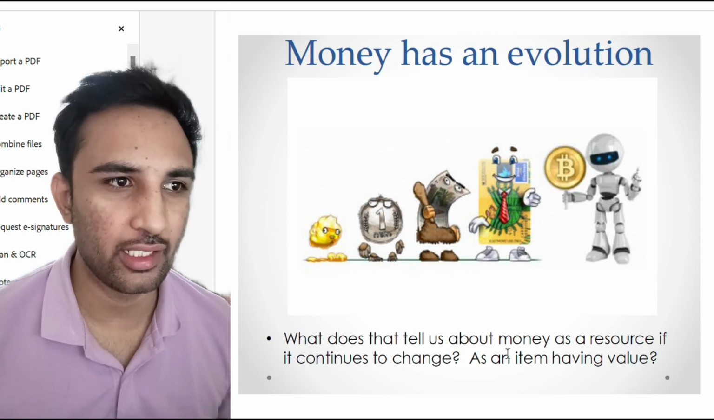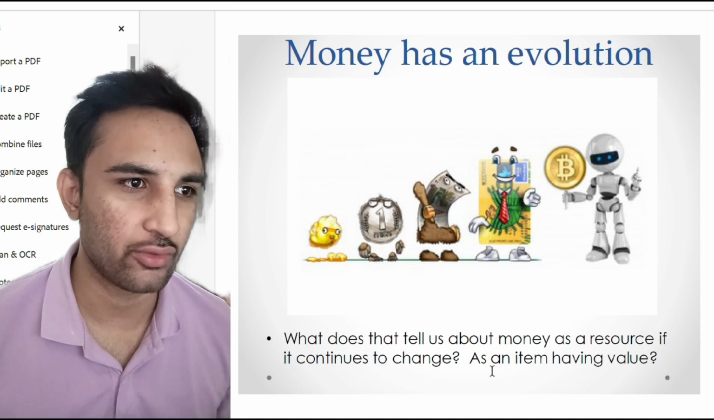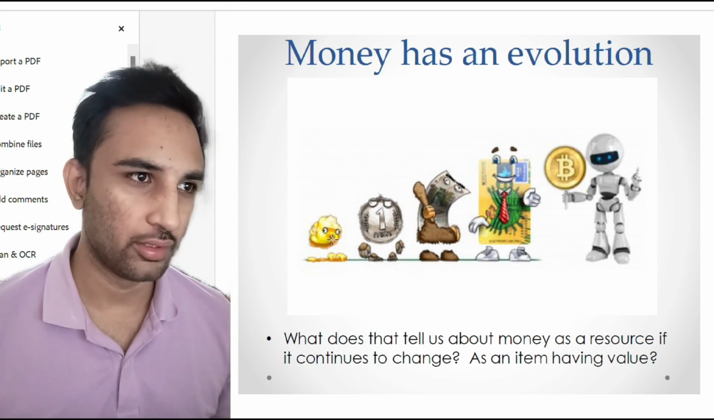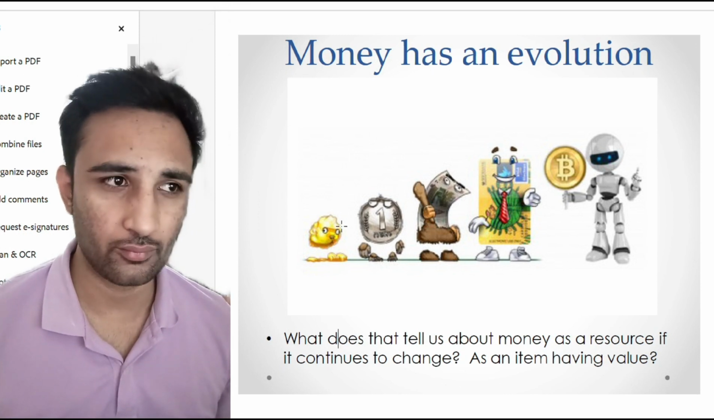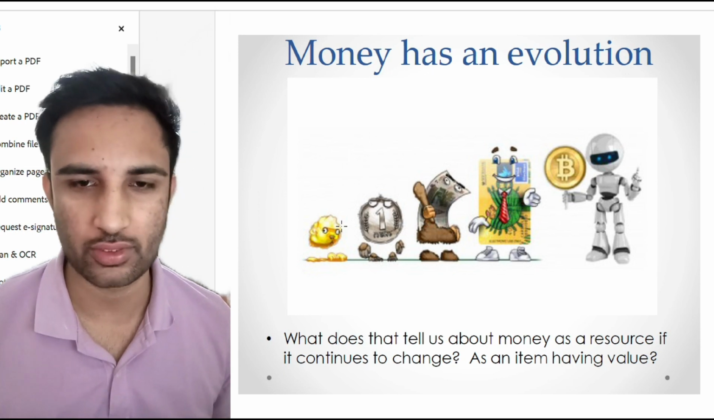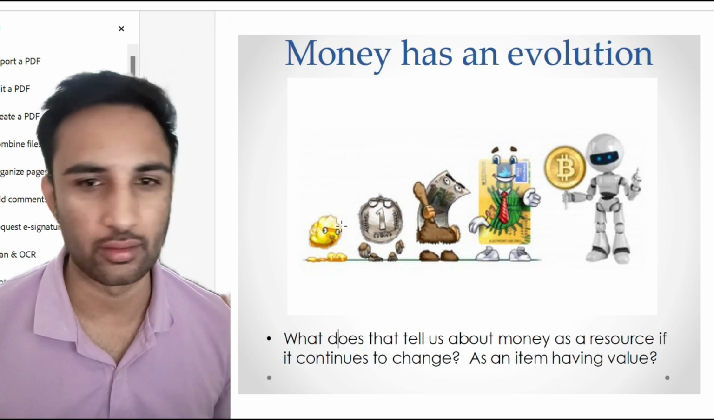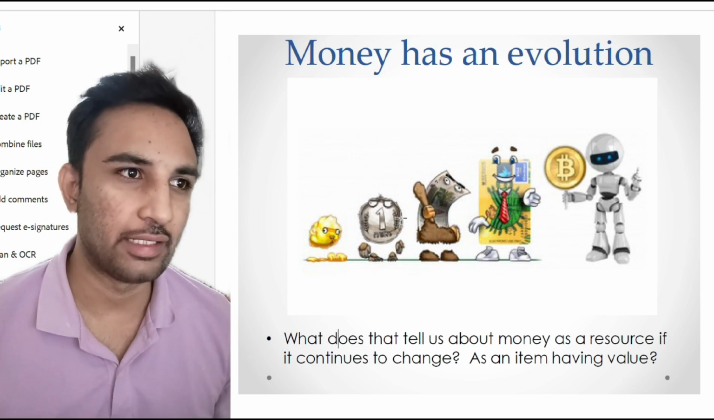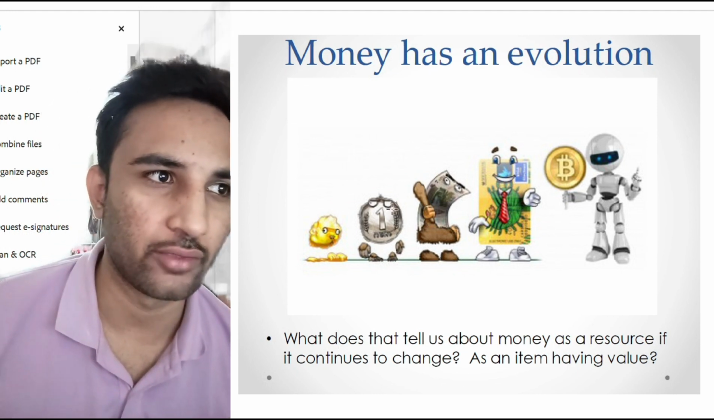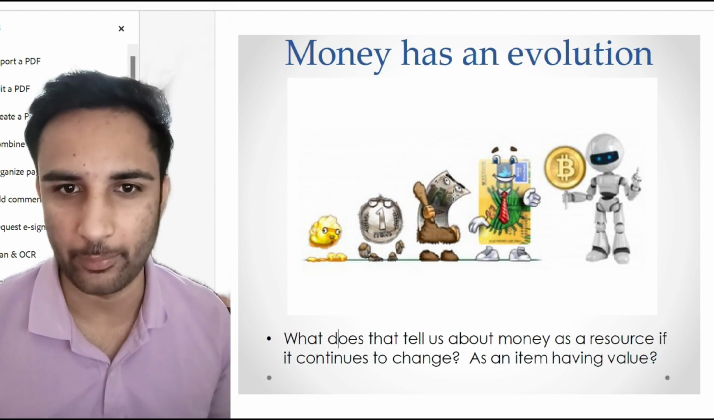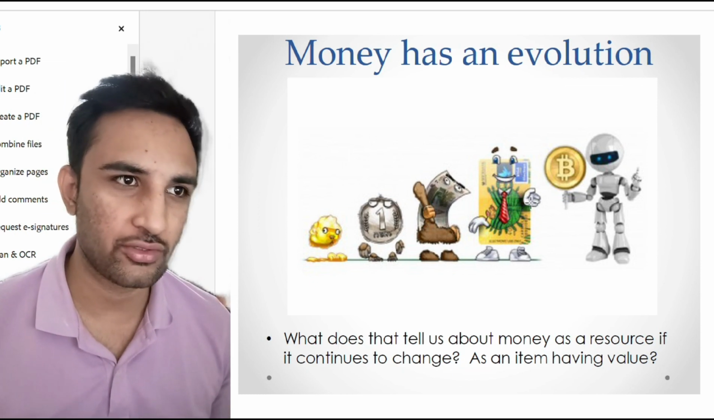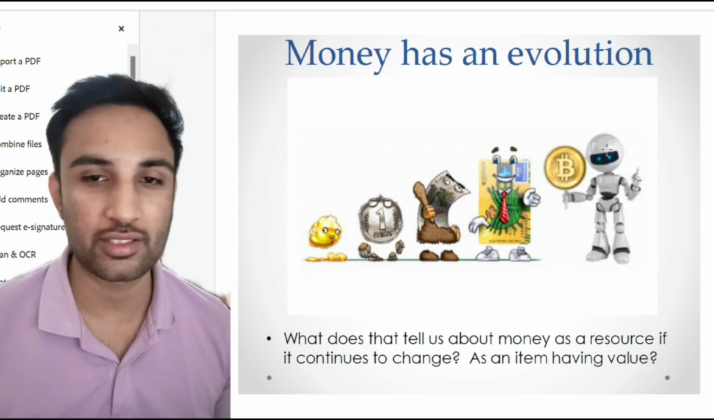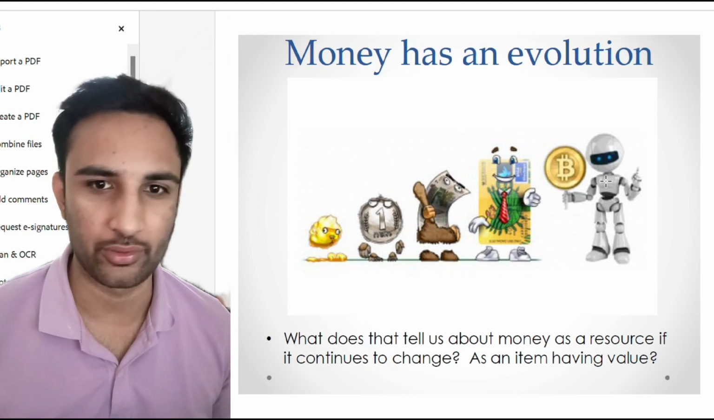So what does that tell us about money as a resource if it continues to change as an item having value? In the Stone Age, gold was the money. Gold was the wealth. If you wanted to measure the wealth of an individual, you could see how much gold he or she had. Then it converted into the rupee in the form of coins. Then it converted to paper currency. Then it changed to credit cards or debit cards. Now it is in the form of digital currency or cryptocurrency like Bitcoin.